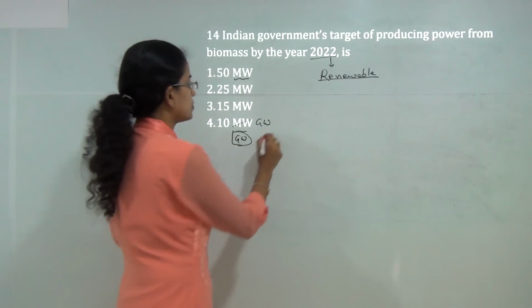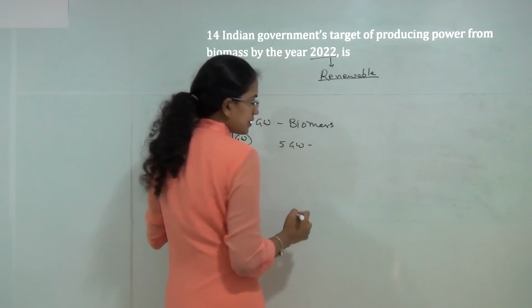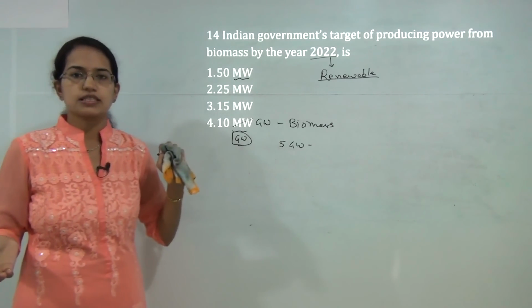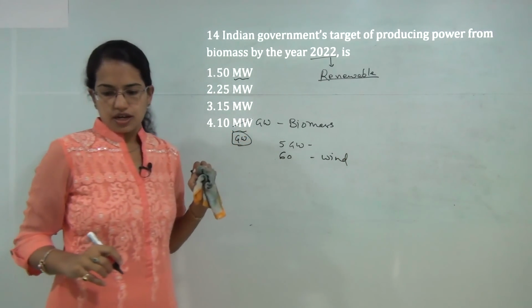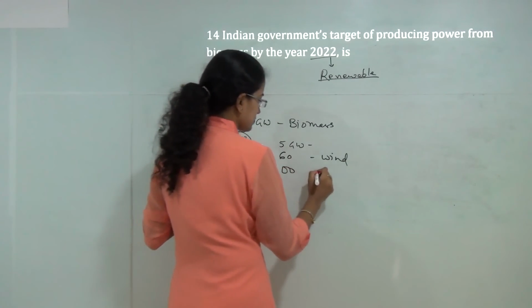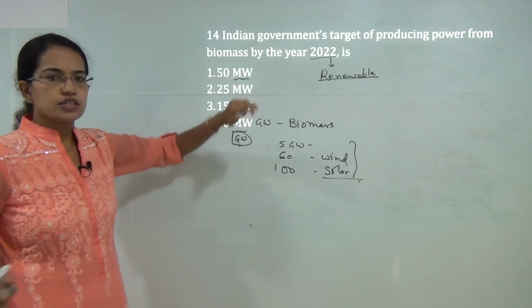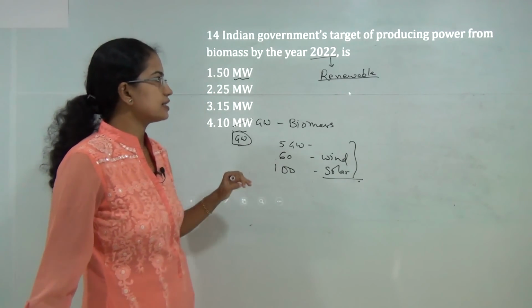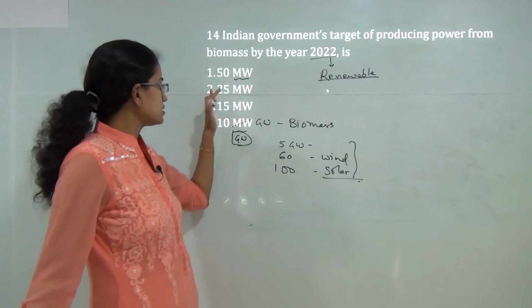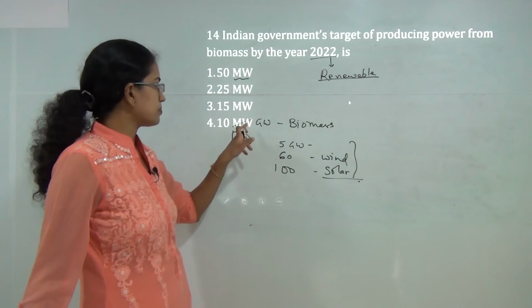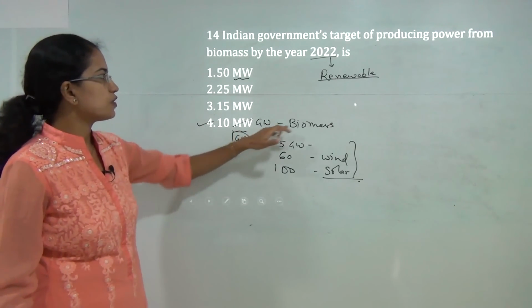So that is 10 gigawatts for biomass, 5 gigawatts for small hydro power stations, then 60 gigawatts for wind, and finally 100 gigawatts for solar. So these were laid down in the targets for the renewable energy resources that were propounded in this year's budget. So this is again a question that's related to environment based on current events, and however there is a rectification, it should not be megawatts, rather it should be gigawatts here. So the answer would be 4, that is 10 gigawatts for biomass.